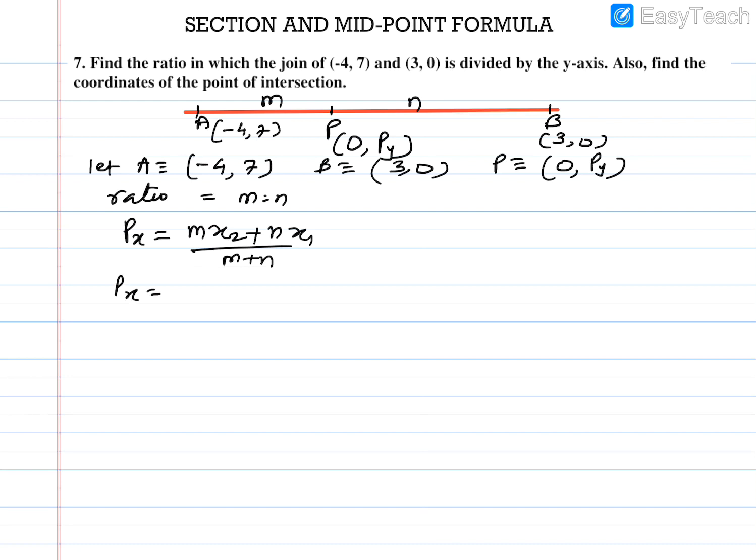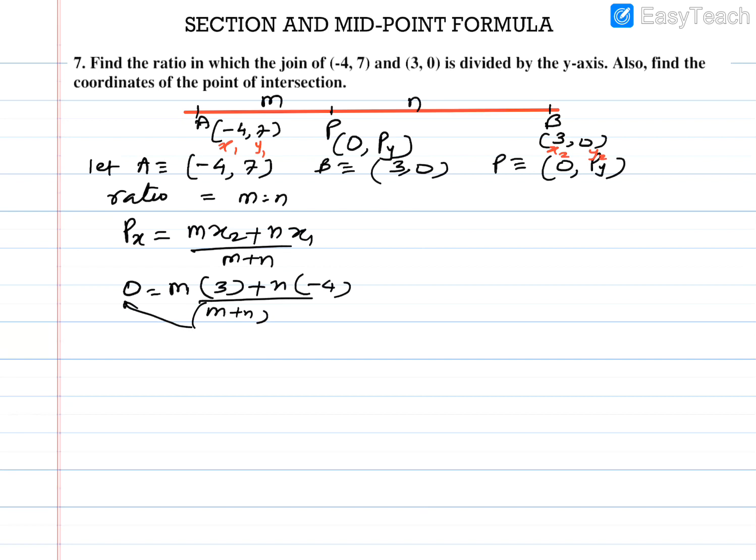Now Px will be equal to, what is m? m is unknown. What is Px? In place of Px I will write 0 because it is given. 0 equals m into, now what is x1, y1? I will write with the red pen x1, y1, and this is x2, y2. Now solve this sum. m into, what is x2? x2 is 3. n into, what is x1? Minus 4, upon m plus n.